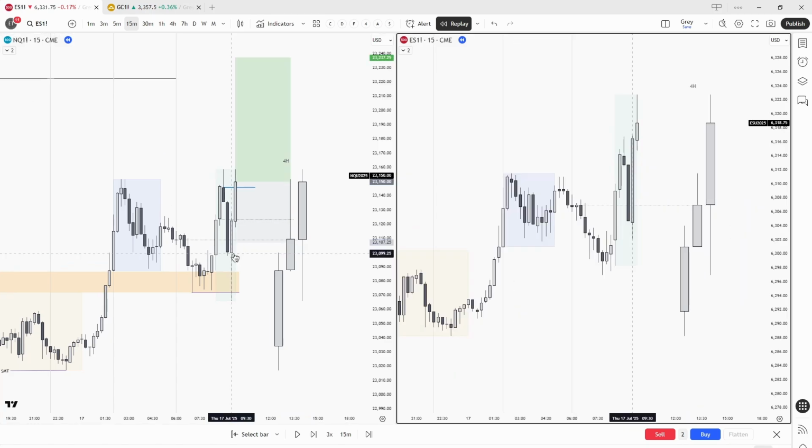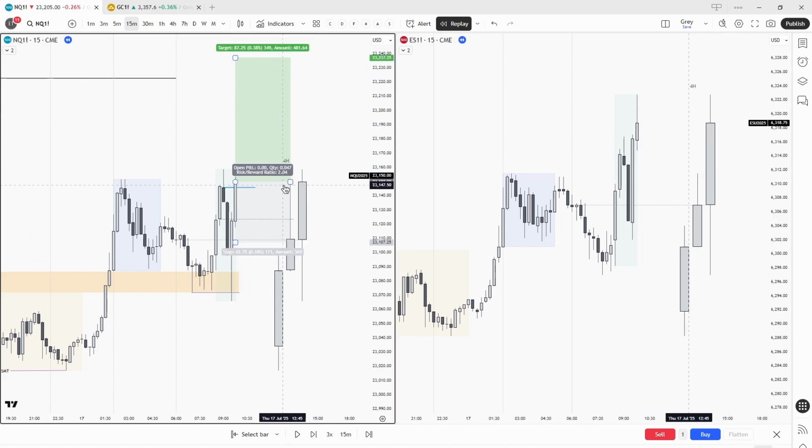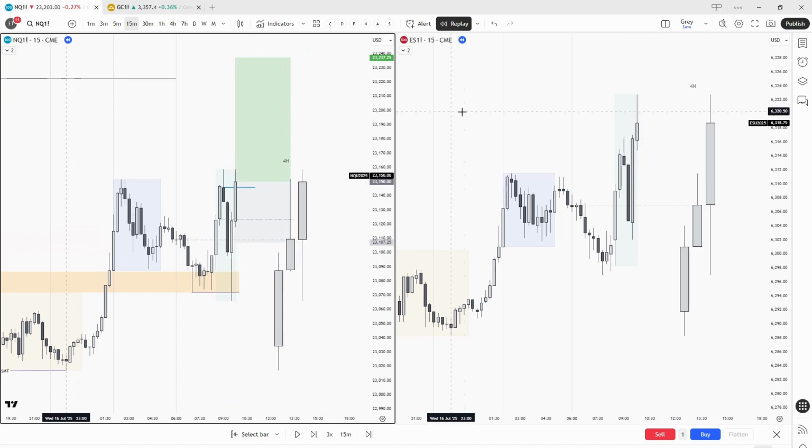Since this entry was aligned with the 9:30, I traded the reversal candle because on the 15-minute chart, if you're waiting for that continuation order block, then the daily expansion will be over. So you can trade that reversal candle and expect the 10M to be continuation higher.